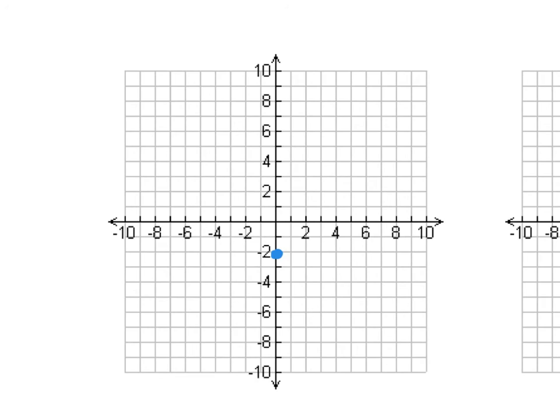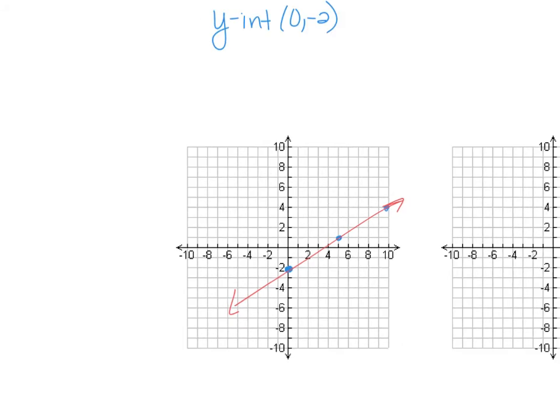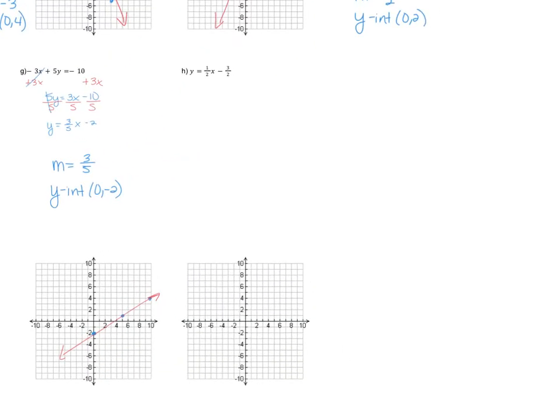3/5. Up 3 over 5. Up 3 over 5. Okay, draw a line with arrows. Hey, that was a darn good one. You're welcome. Look how beautiful that is. The arrows are a little sketchy, but the line itself is pretty good.